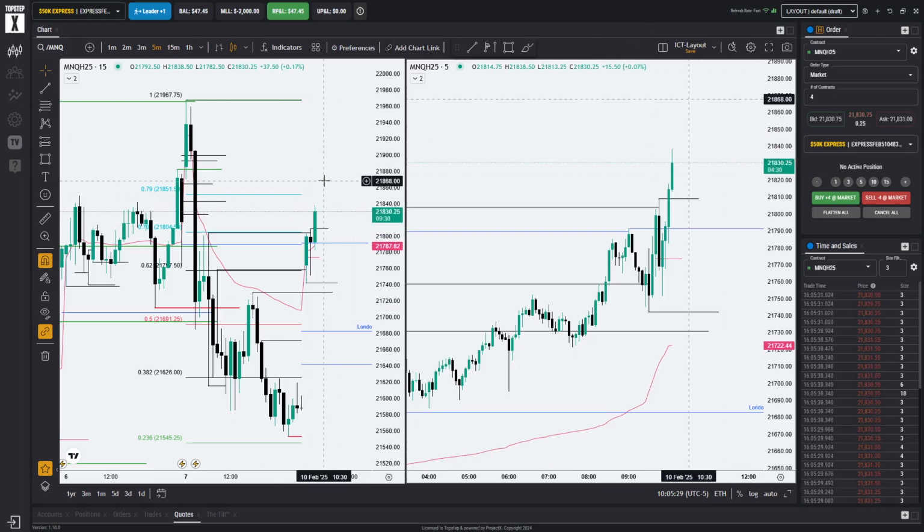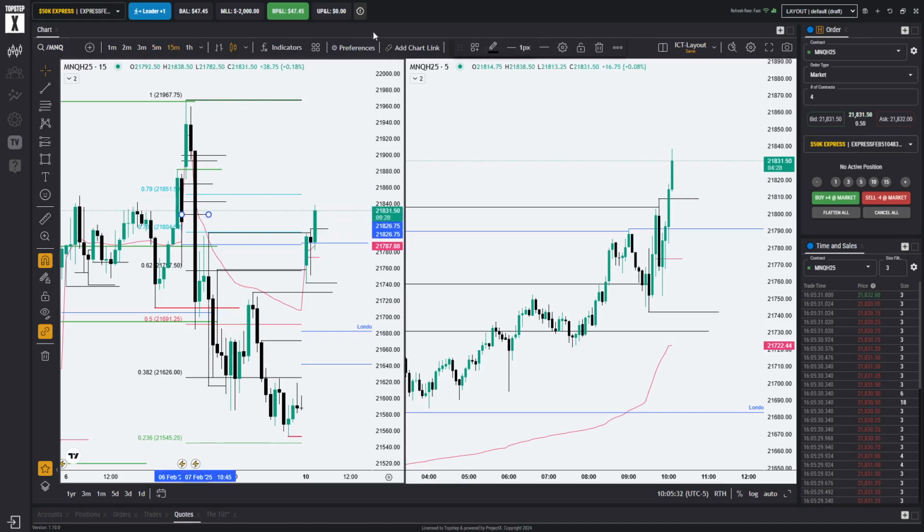What a push. US stocks extend gains, Nasdaq up 1.02%.